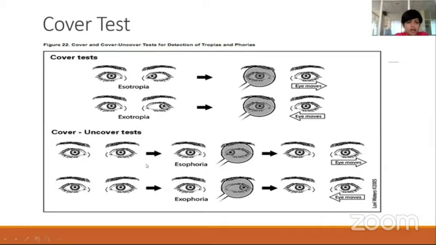Now, what is the cover-uncover test? Basically here you are covering the fixating eye, and when you remove the cover, you observe how the eye deviates, how the eye behaves.